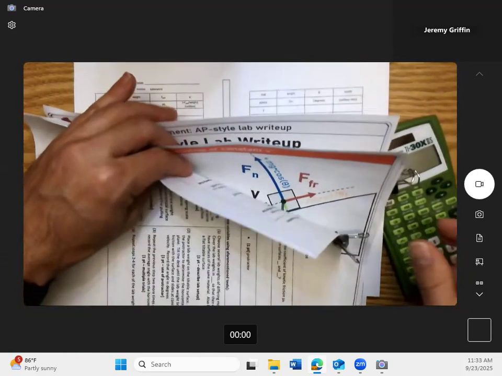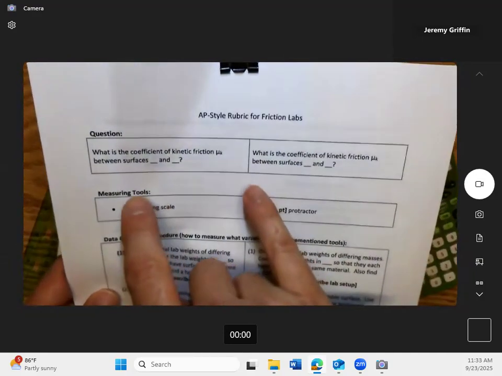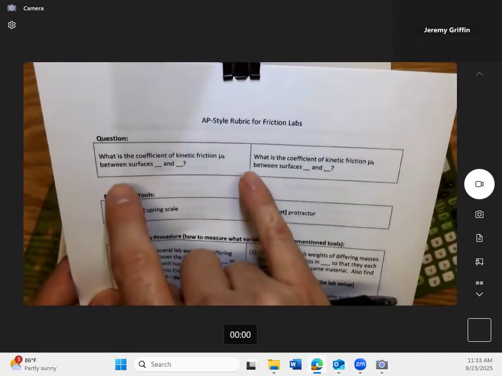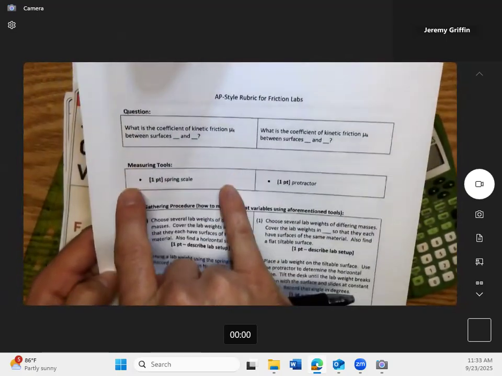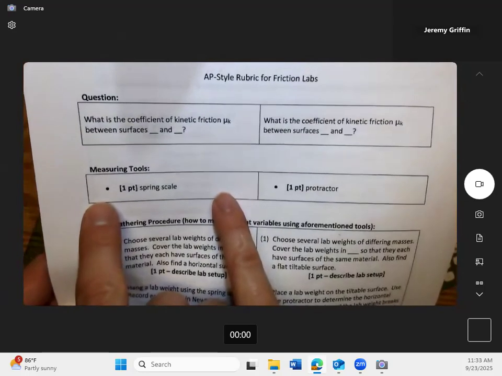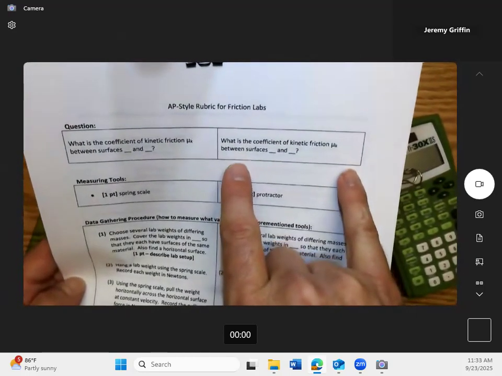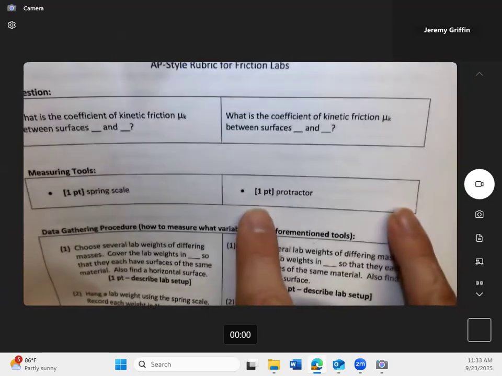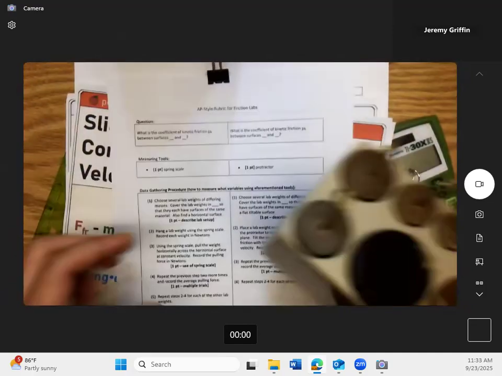Okay. Now, I did hand you guys out the write-up for each of these. So on the left side is finding the coefficient of friction using only a spring scale as your measuring tool. And on the right side is the same question, but you can have this completely different setup. And the only measuring tool you really need is a protractor. Okay. And you might say, well, what about the lab masses?